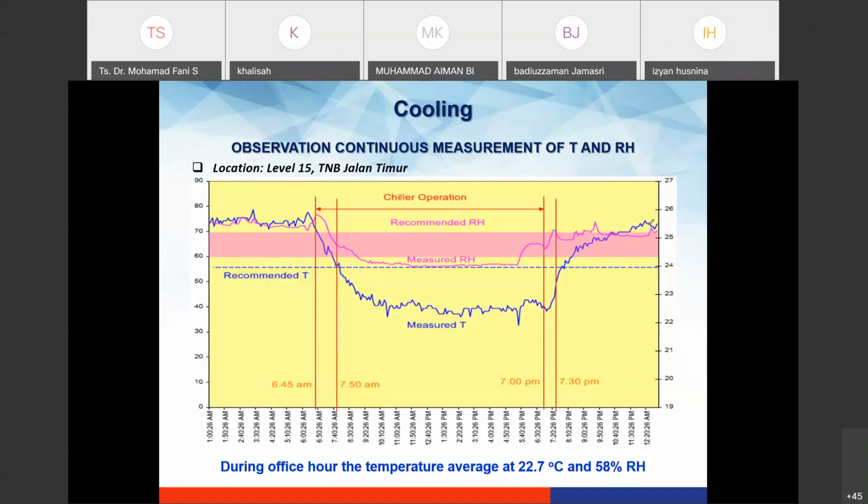So the auditor can also refer to the building management system if the sensor is available. If not, then the auditor needs to measure by themselves to get the value for the temperature and humidity. If something like this can be taken from the control room.